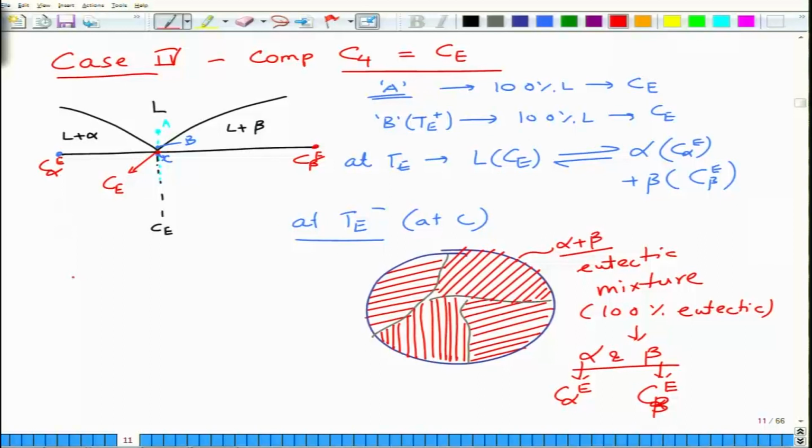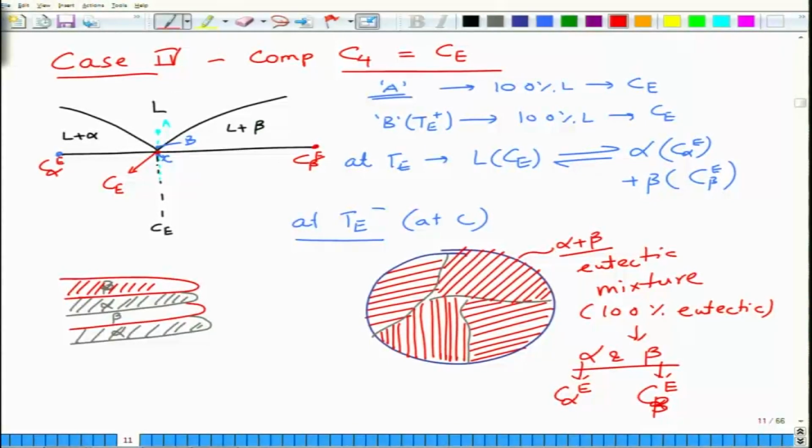So the way it forms is that you have these colonies of alpha and beta growing parallelly like this. So this is alpha, this is beta, this is alpha, this is beta, this is alpha. For the sake of color coding, let's say this is of this color, whereas beta is of this color. Okay. What happens is that we know that alpha is rich in A and beta is rich in B.